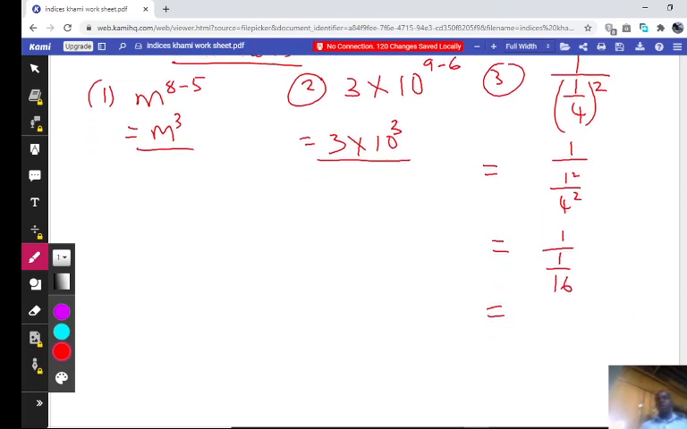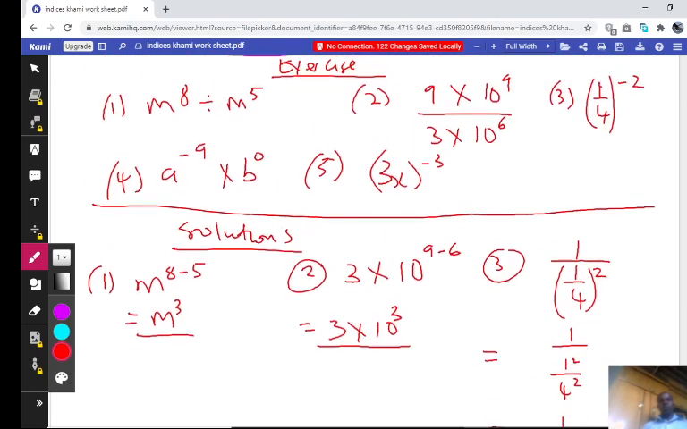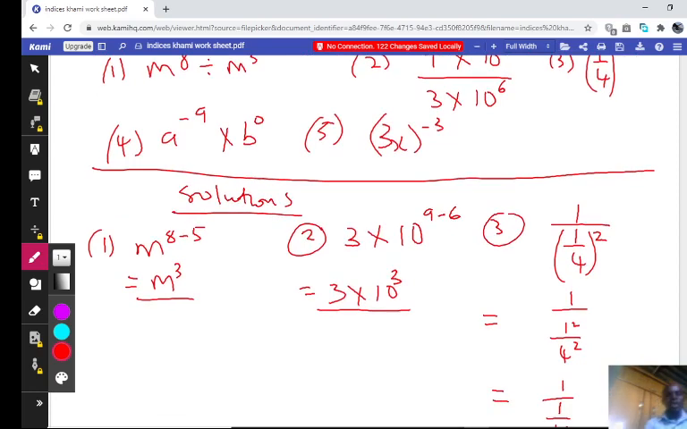Right, these divisions look more confusing. So what do you do? You introduce this division, 1 divided by 1 over 16, which equals 1 times 16 over 1, like this. So your final answer will be 16. That will be your final answer. Let's move on to the next question, question number 4.